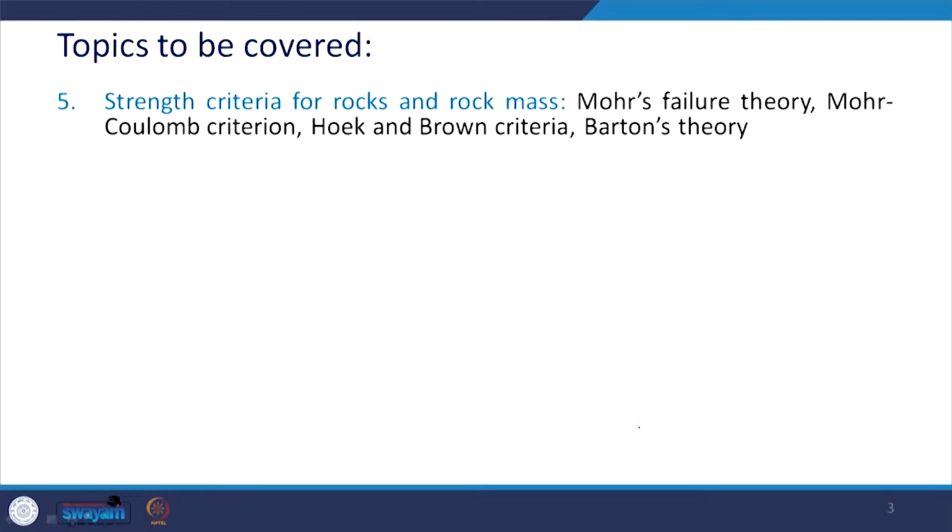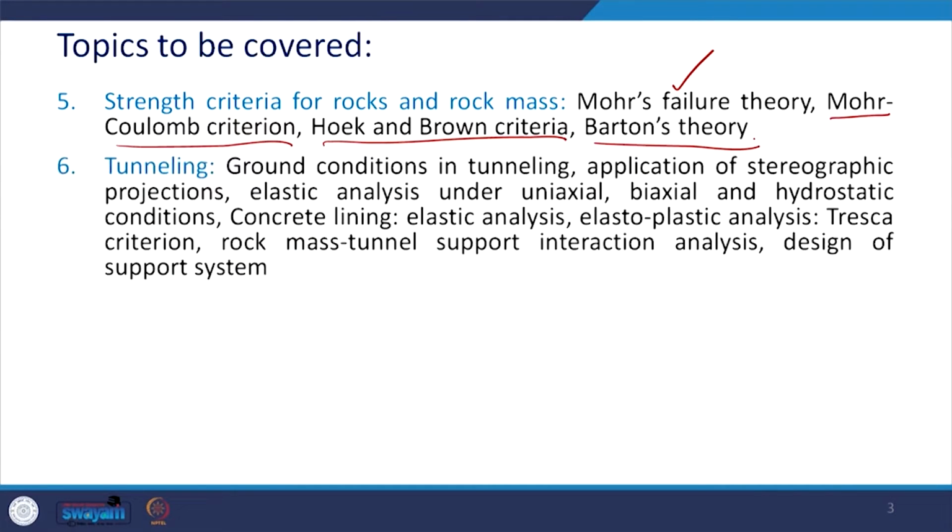Then we will learn about the strength criteria for rocks and rock masses, and in that one we will learn about the Mohr failure theory, then followed by the Mohr-Coulomb criterion, then the Hoek-Brown criterion, and finally Barton's theory, which is there for the jointed rocks.